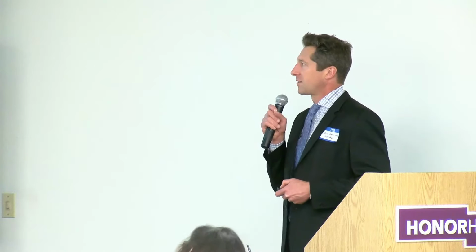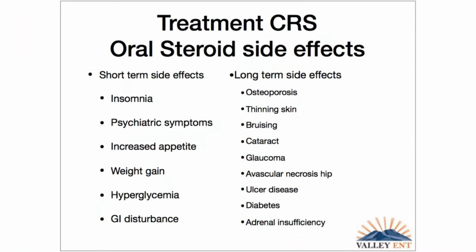When I'm writing the prescription for steroids in my clinic, I tell patients there are two types of side effects with oral steroids: short-term side effects and long-term side effects. You probably are going to get some short-term side effects: insomnia, increased appetite, weight gain. You're going to be moody, grumpy, hyper. The spouse starts rolling their eyes in the corner of the room.